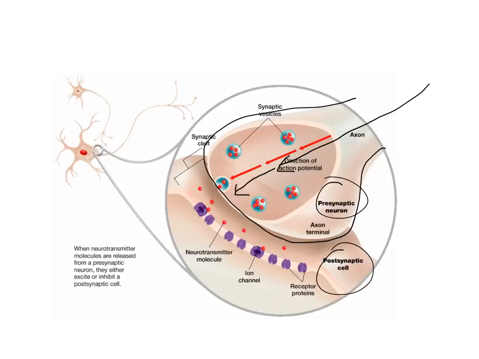So as the action potential travels down the axon and reaches the end, that triggers the release of neurotransmitters. So you can see the vesicle fuses in with the membrane, and these neurotransmitters leave the neuron, and they go into the cleft, which is the gap.